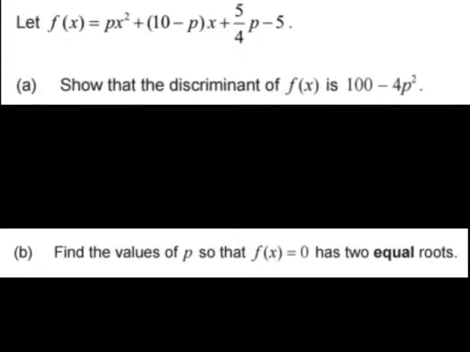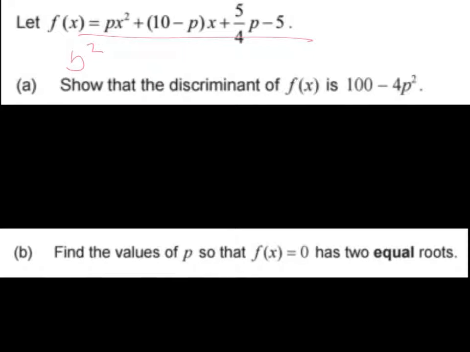Question 3 is all about the discriminant. So we are given a function here, and we are asked to show that the discriminant of the function is 100 minus 4p squared. We're starting by just writing down the general formula for the discriminant.